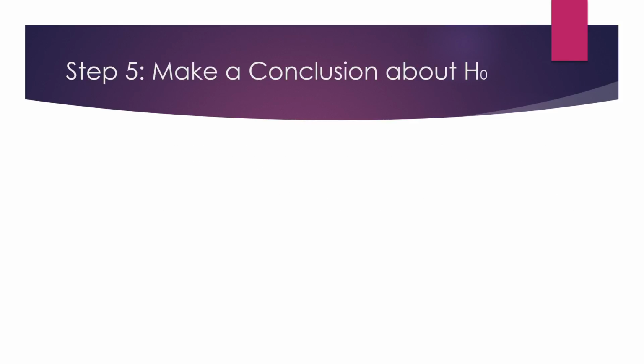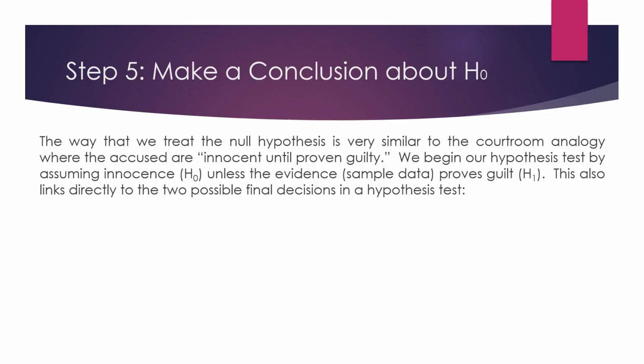Step 5, make a conclusion about H0. H0, remember, we enter the problem assuming is true. So it's really important to come at the end and say, hey, we actually found that H0 is really, really super unlikely to be true, or we have no reason to refute that H0 is true. The analogy typically used for this is a courtroom analogy: the accused is innocent until proven guilty. So H0 is true until we find otherwise.